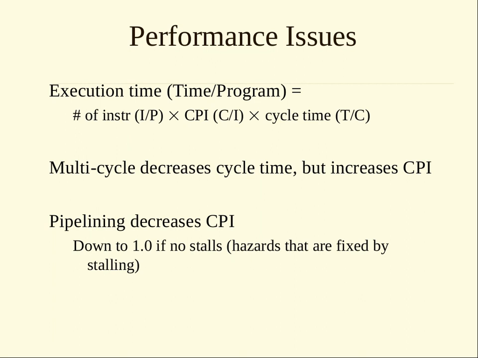Multi-cycle decreases cycle time but increases CPI. Pipeline takes multi-cycle and decreases CPI, hopefully down to 1 if no stalls, and you've been able to fix all your stalling or your hazards. So pipelining is a significant performance improvement and is still done very often. That's usually the default. How do you fix a performance problem? Let's just start pipelining it.